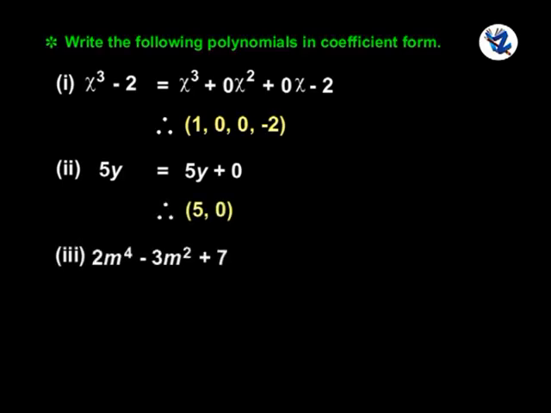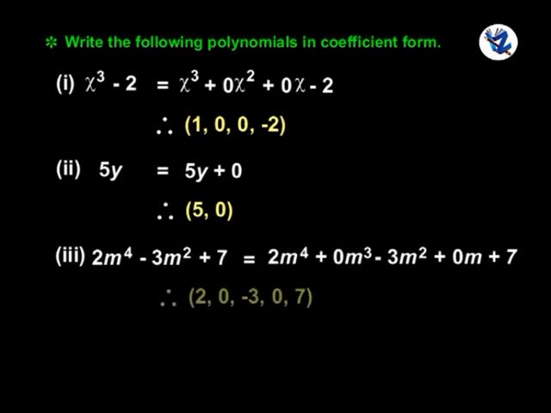Next, 2m raised to 4 minus 3m square plus 7. So 2m raised to 4 minus 3m square plus 7 is equal to 2m raised to 4 plus 0m raised to 3 minus 3m raised to 2 plus 0m plus 7. So coefficient form 2, 0, minus 3, 0, 7. Next is minus 2 upon 3. The coefficient form is in brackets, minus 2 upon 3.